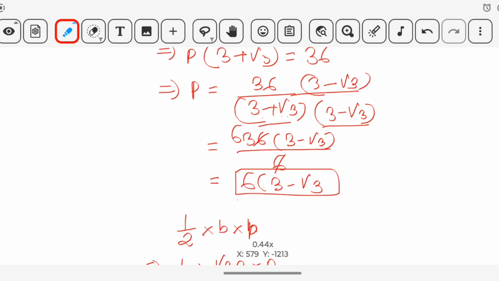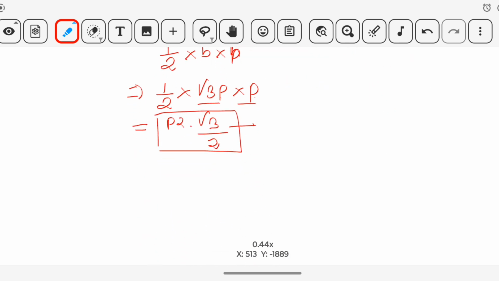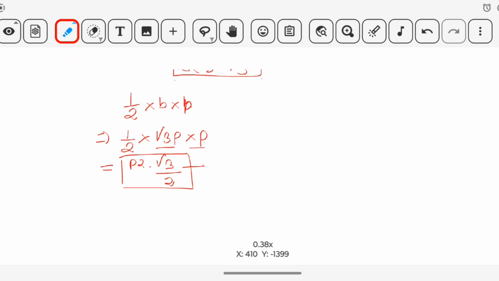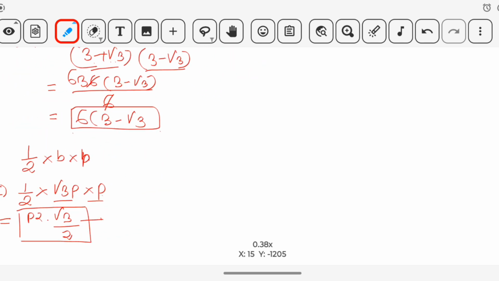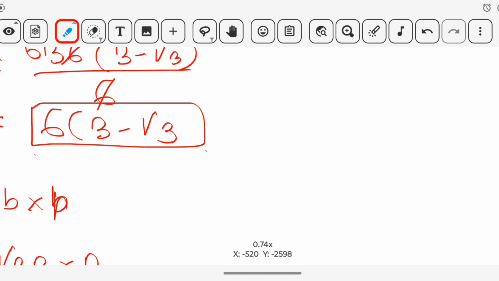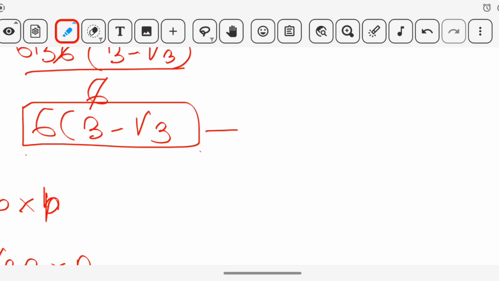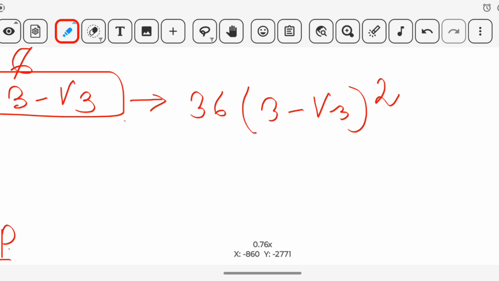P is 6 whole into 3 minus root 3. So let's calculate P square, since the area is P square multiplied by root 3 by 2. P square is 6 square, which is 36, times 3 minus root 3 whole square. Easy. So that equals 36, and let's take a big bracket.